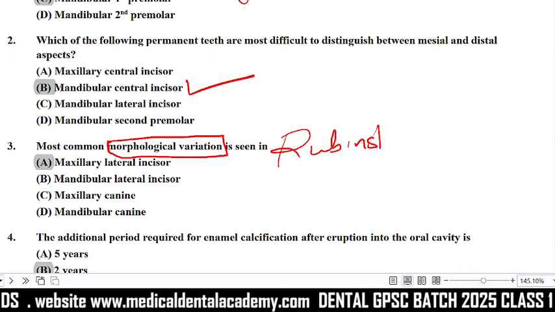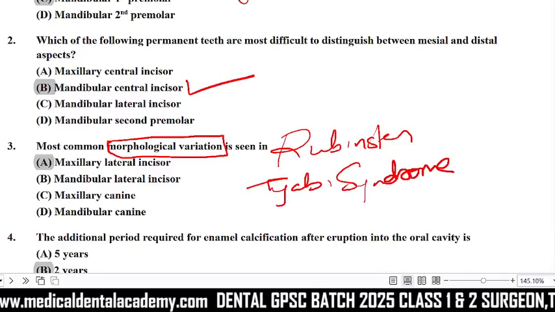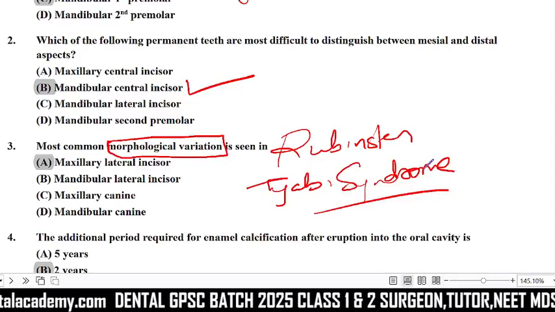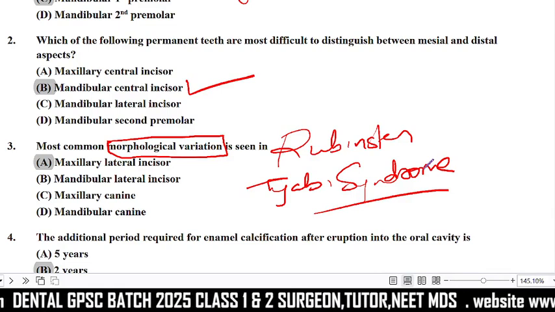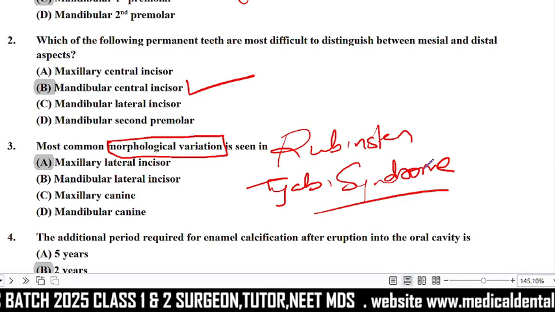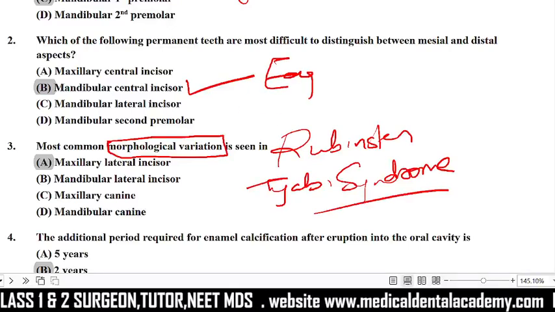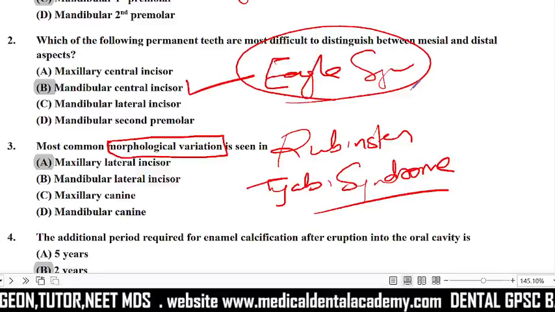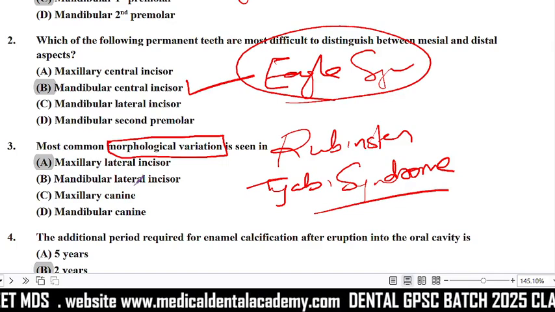What is Rubinstein-Taybi syndrome? Can anyone explain? On which tooth can we find this? These are the most common repeatedly asked questions. Eagle syndrome. Please comment if you know about Rubinstein-Taybi.